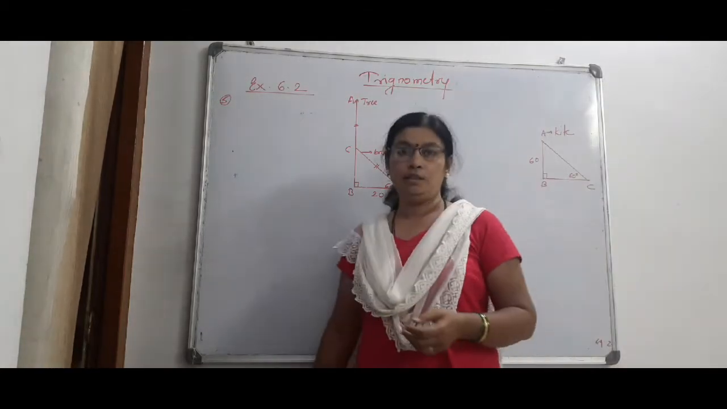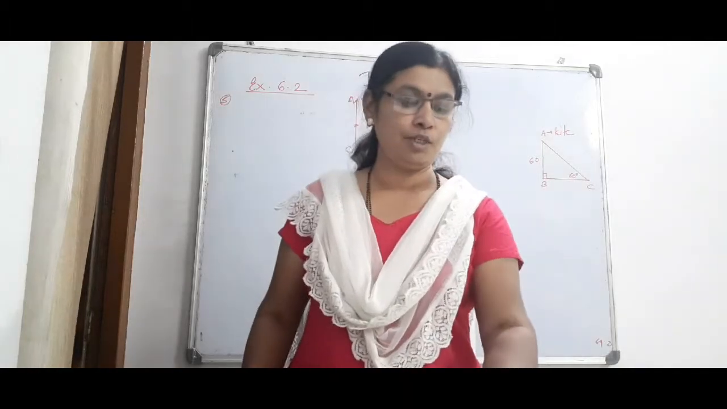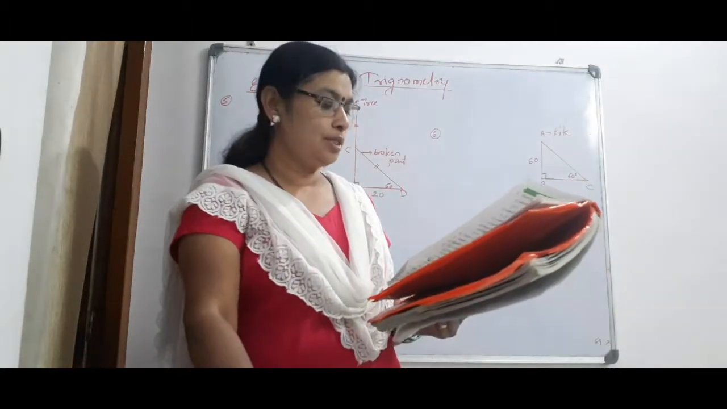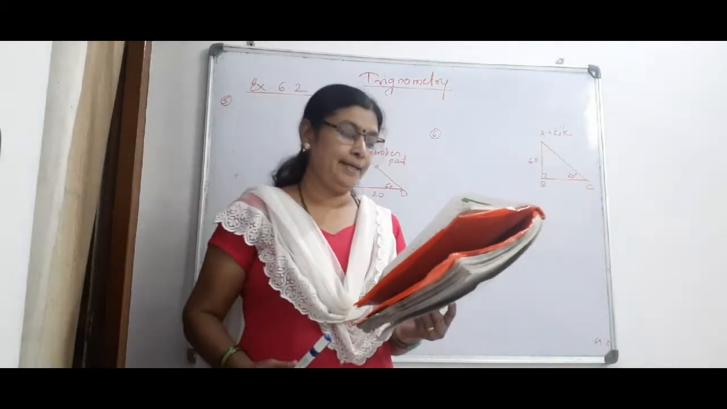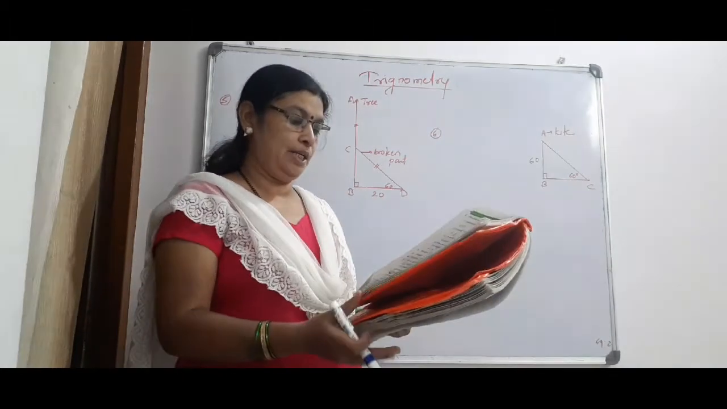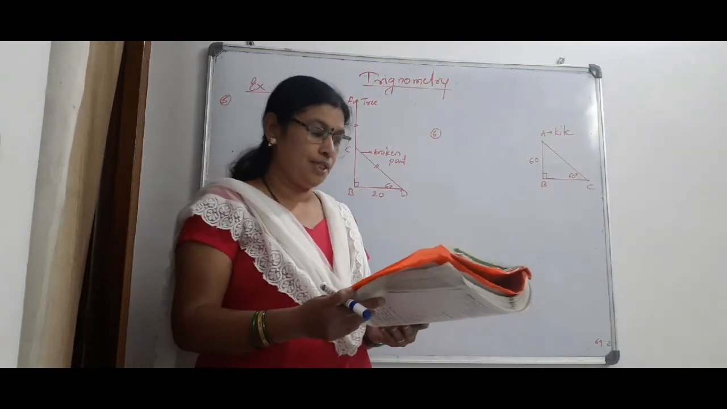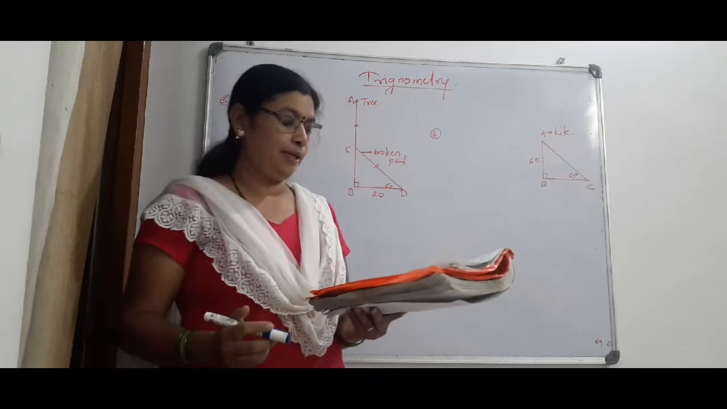Now let's see the fifth problem. A storm broke a tree and the tree top rested 20 meter from the base of the tree, making an angle of 60 with the horizontal. Find the height of the tree.